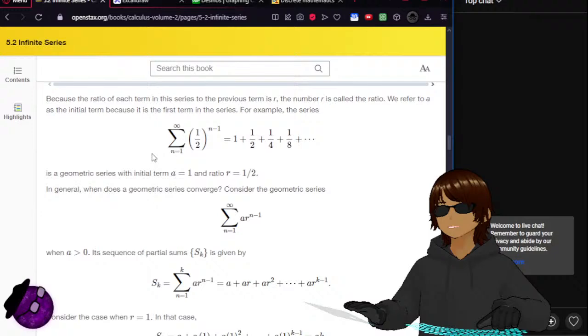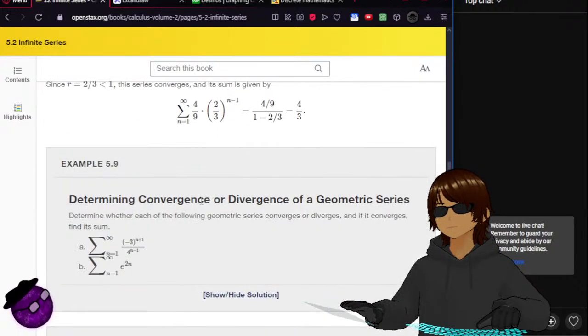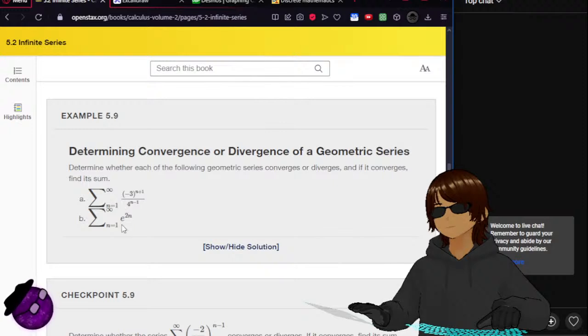Now they're introducing a geometric series. Yeah, I explained all this. Determining convergence or divergence of a geometric series. This one diverges.